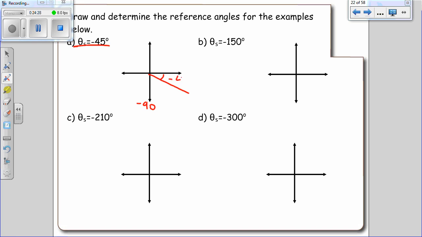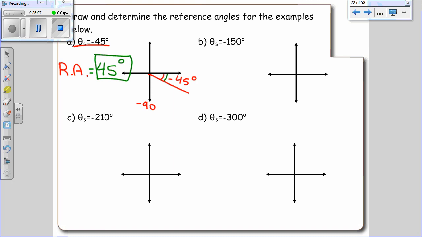That's the standard position angle. The reference angle is the angle between the terminal arm and the closest x-axis. It's the same distance, the same angle, except reference angles are always positive. So the reference angle is positive 45 degrees. They put the angle next to it. They don't need to, but they're just trying to make it clear that that's standard position.